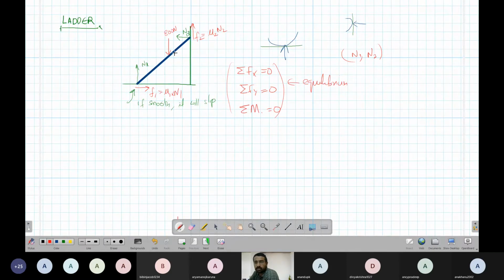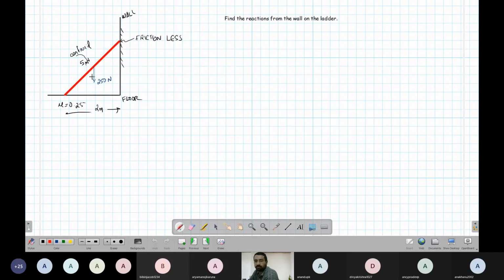We have found all the forces. We just have to solve problems, and it will be more clear. Okay, so let's see. This is a ladder problem. Find the reaction from the wall on the ladder. That is the question. Okay, so this 250 Newton is given at the centroid. So this 250 Newton may be the weight of the ladder. Weight of the ladder. Okay.